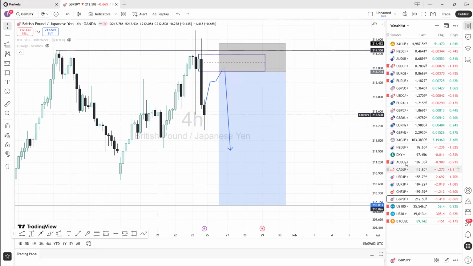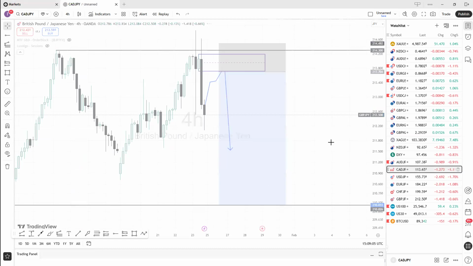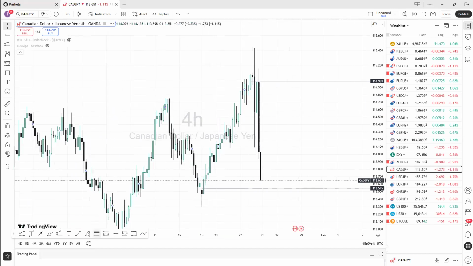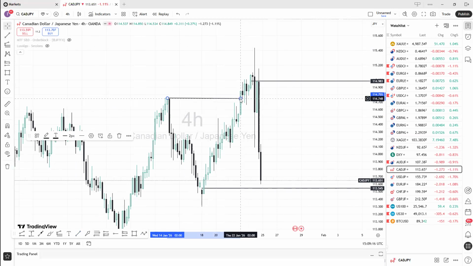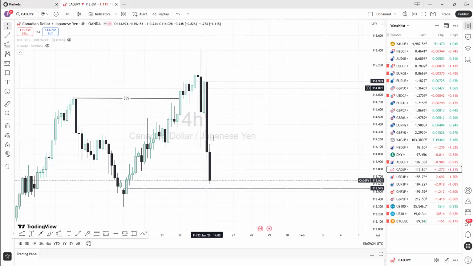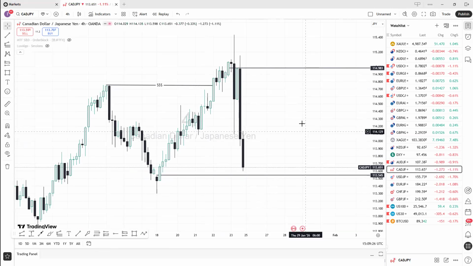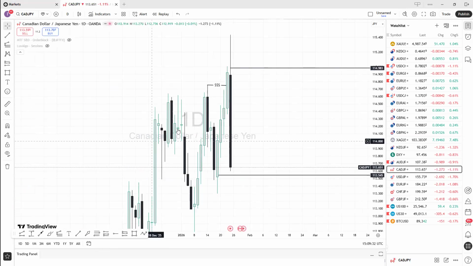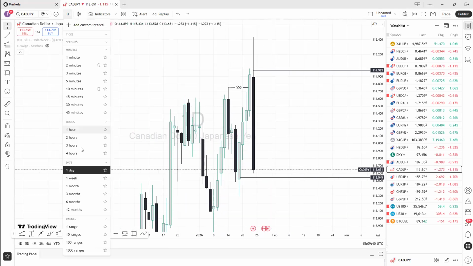Another one we can see is CAD JPY. CAD JPY also has the same market structure. There is a liquidity sweep here. You can see price swept that previous high. That is previous buy side liquidity. That is a liquidity sweep. After the sweep, there is aggressive movement downward over here. On the daily time frame, you can see the daily candle is a bearish engulfing candle. It indicates a reversal pattern.